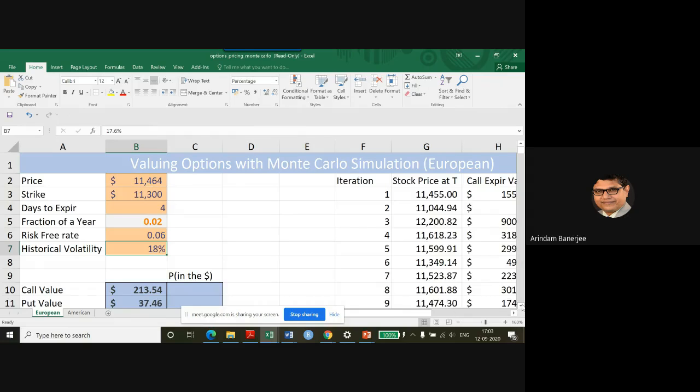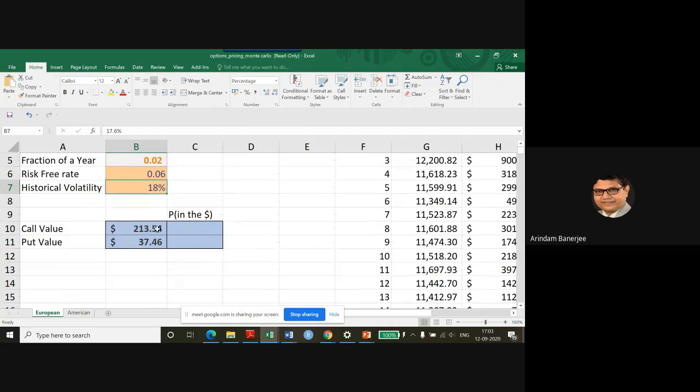It is showing 213, and my market price is 200.1, not very far away, giving a realistic result, the Monte Carlo.